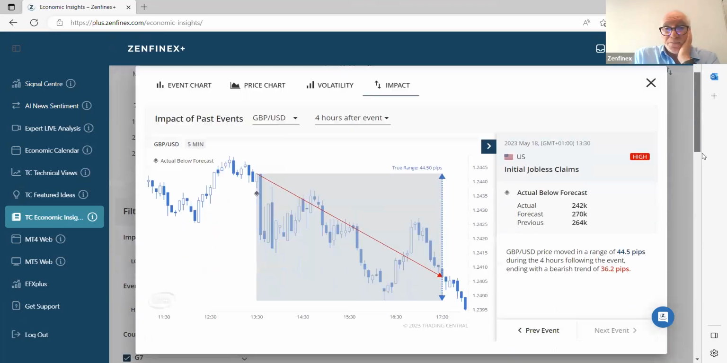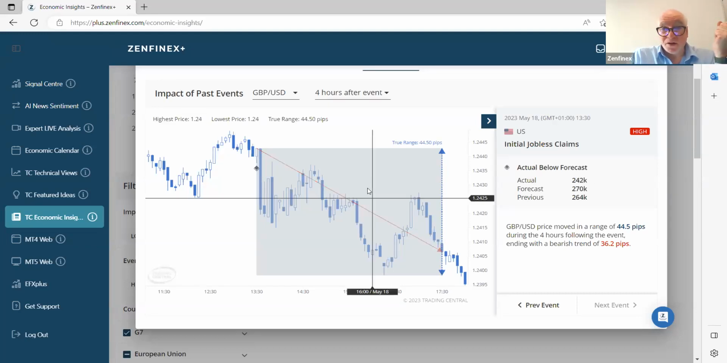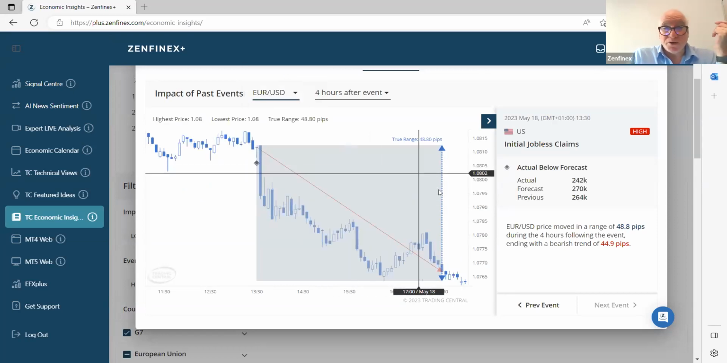So I use this a lot. Back in May, the previous figure was 264. They forecasted a 6,000 increase. It actually did better. There was less, basically. So what impact did that have on the British pound or on the US dollar? We've just looked at the US dollar, so let's look at the US dollar.